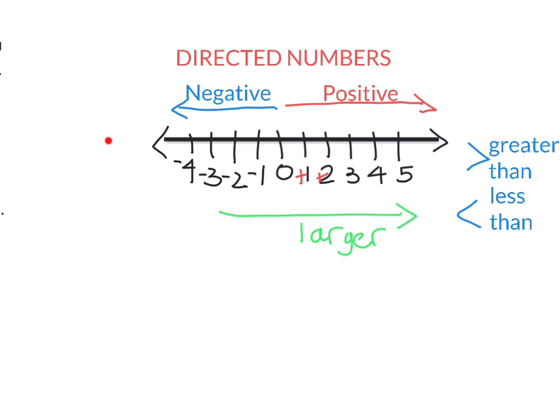They go forever and ever to the left and they get smaller and smaller. So these symbols here help us compare numbers, tell which number is larger. But for some reason, people always get them mixed up.